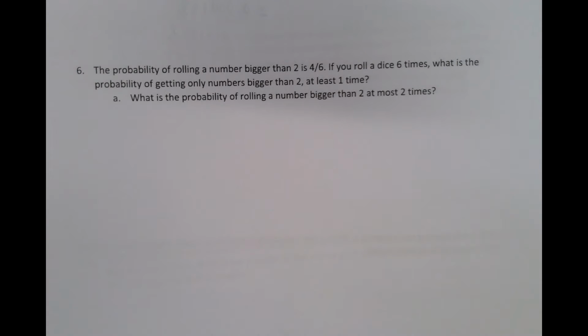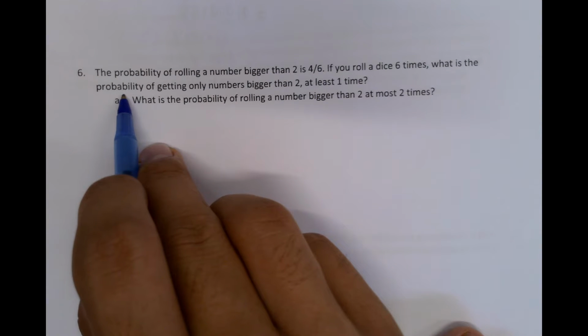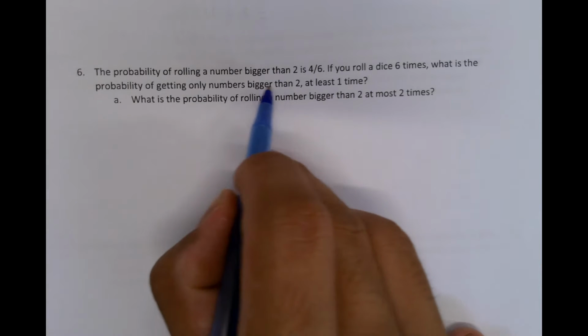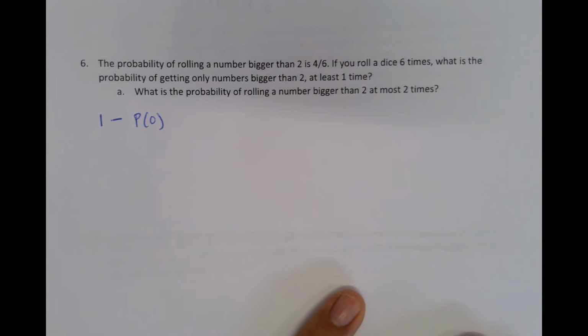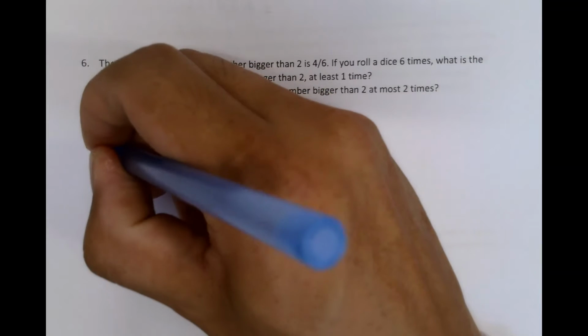For the first one, it says, what is the probability of getting only numbers bigger than 2 at least one time? It's just easier to calculate the complement here, which would be 1 minus the probability of getting no number bigger than 2. So that would just be 1 minus.